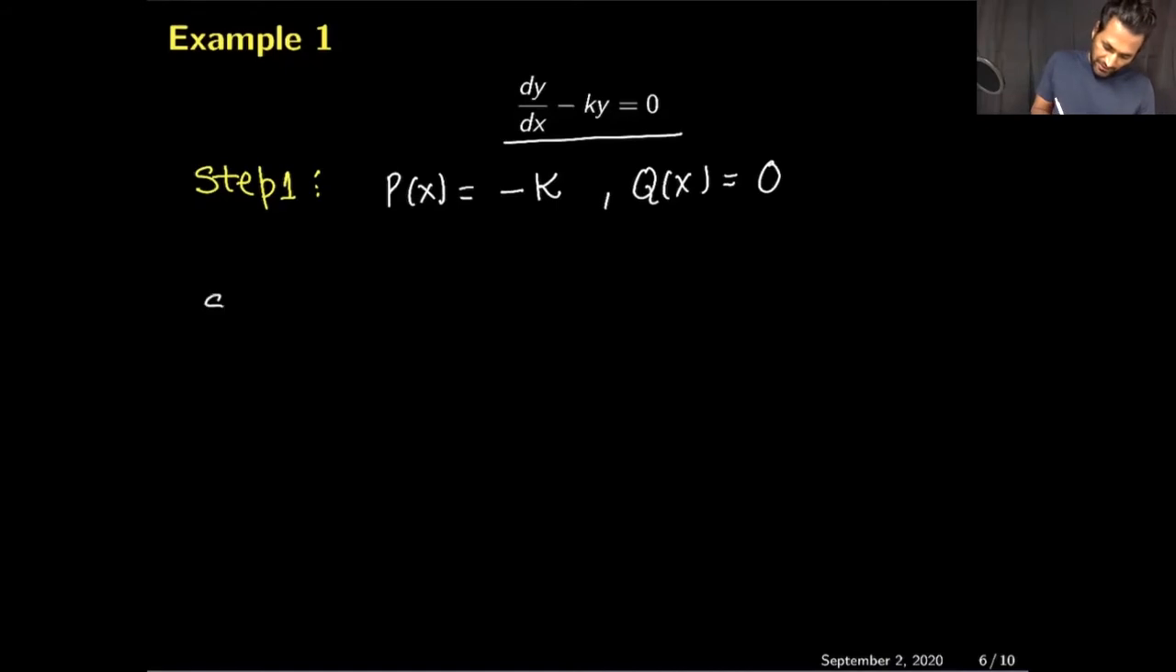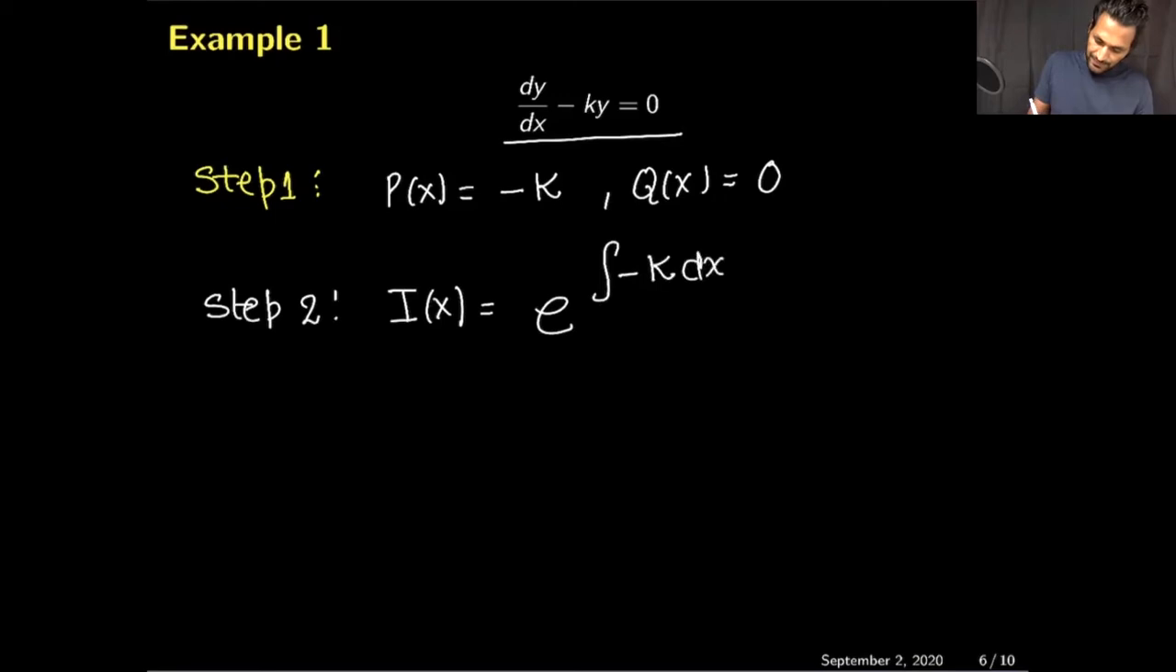And in step number 2, we are going to calculate the integrating factor, which is called I(x), which will be e to the power integration of p(x), which is minus k dx. And if I do this integration, this is going to be e to the power minus kx, because k is a constant.